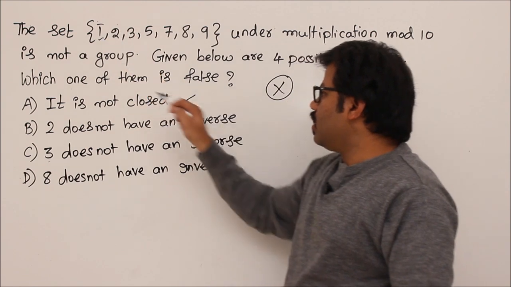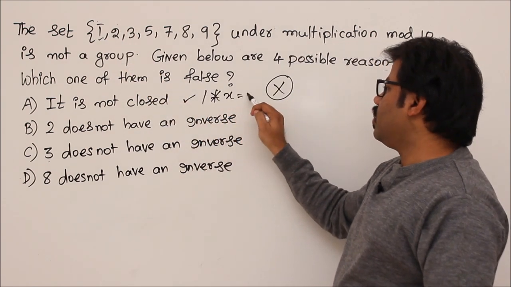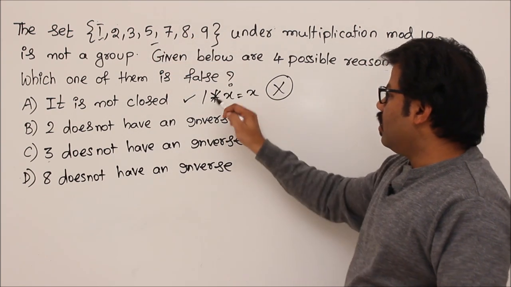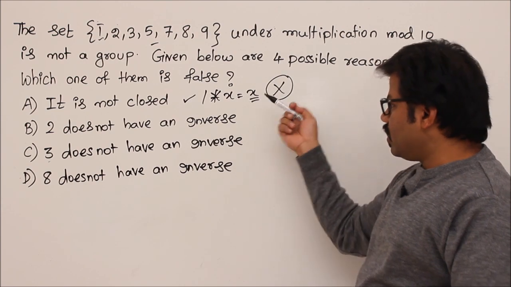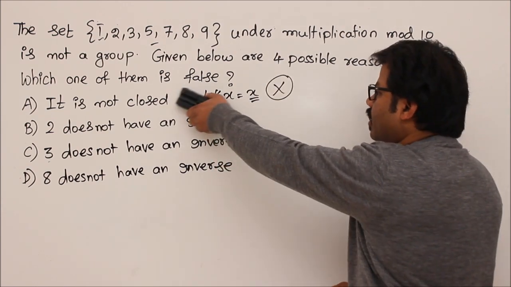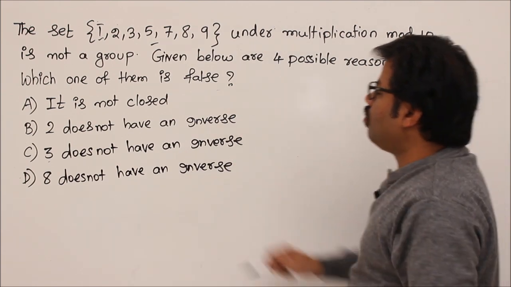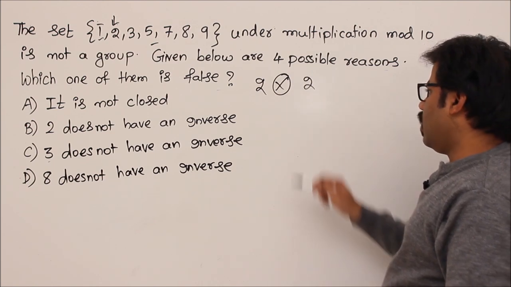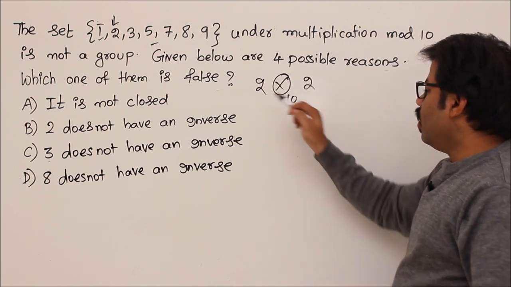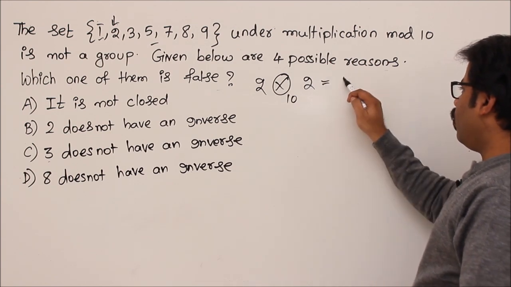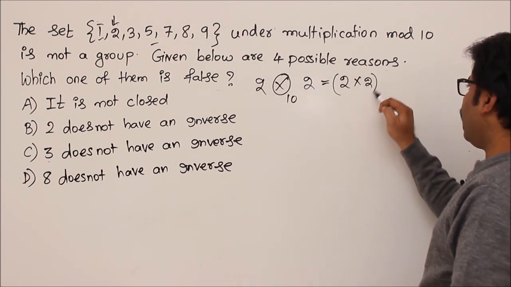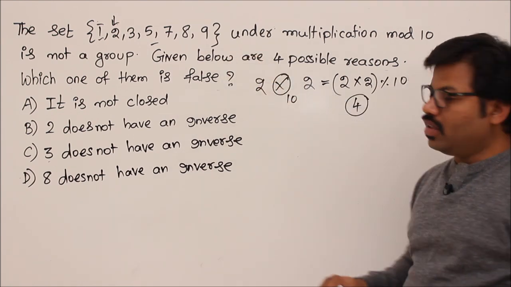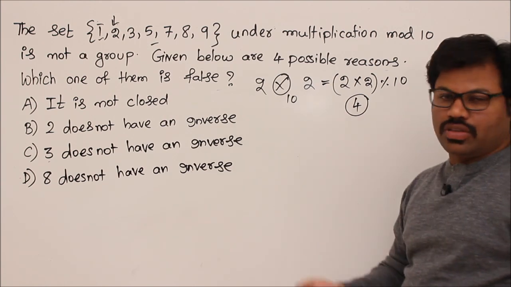I won't try with 1 because 1 operator x always gives x, and because x is already in this set, the resultant will also be in the set. So we don't need to check that. Let us take other combinations. Let me begin with 2. First 2 star 2. Here star is nothing but multiplication modulo 10. 2 times 2 is 4, mod 10. So 4 mod 10 is 4, but 4 doesn't belong to that set. So that means this set is not closed, correct?